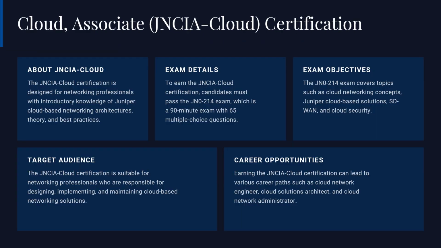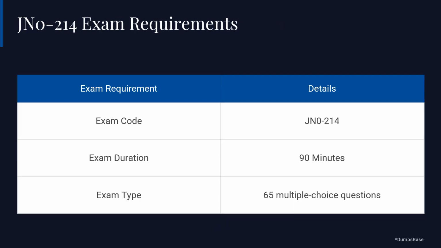The Cloud Associate, JNCIA-Cloud, is an associate-level certification in the Juniper Cloud track and is currently the only cloud certification available. It is designed for networking professionals who have introductory knowledge of Juniper Networks' cloud-based networking architectures, theory, and best practices. To earn the Juniper JNCIA-Cloud certification, you must take and pass the JN0-214 exam by completing the requirements below.